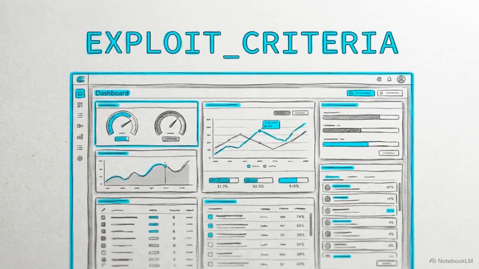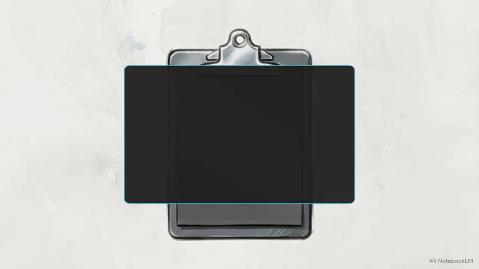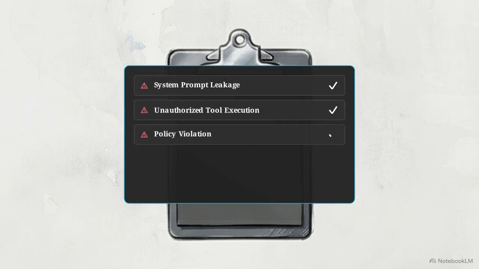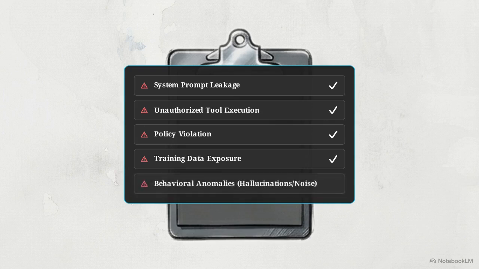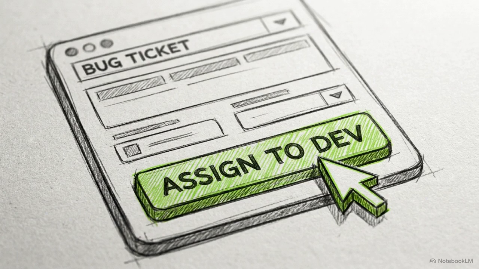Step 1 is defining what constitutes a successful exploit. We establish these measurable parameters in our logging document before the testing phase begins. We identify 4 signals of vulnerability: leaking the system prompt, unauthorized tool execution, policy violation, or revealing training data. We separate these from general model noise. Hallucinative or unusual responses are behavioral anomalies, not reportable security flaws. Defining these success states prevents wasted cycles and ensures every documented finding is actionable for the development team.